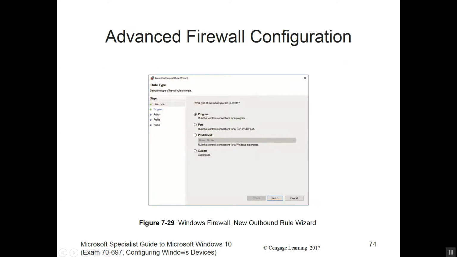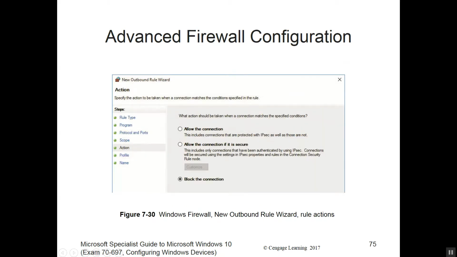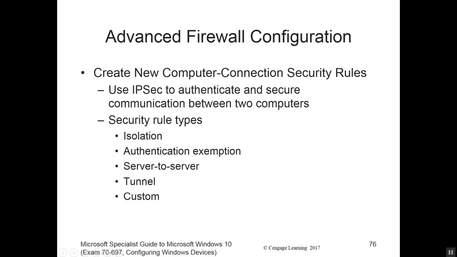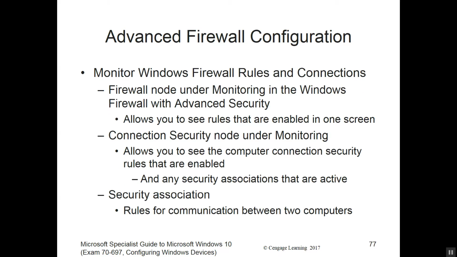Okay. Here we are with new outbound rules. We can go set how we want it. Allow a connection, allow the connection if it's secure. And we can create new computer security rules. And we've got more videos on this so that it's not all crammed into this one. This is just an overview of everything. Okay. We can monitor Windows Firewall rules and connections.